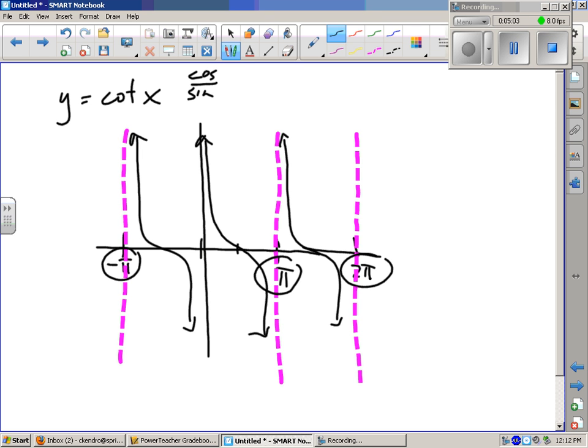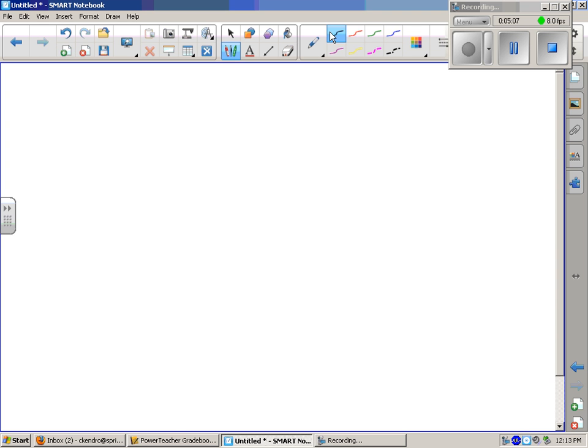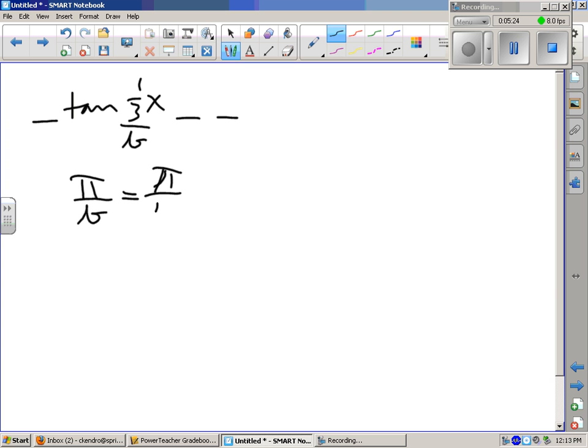Now let's do some changes here. So tangent, let's try tangent of 1/3 x. Now this is A, here's B. We don't have a C or a D, so this is B. And remember, it's pi over B for tangent and cotangent. So pi over 1/3, which would be 3 pi. So that's one wavelength is 3 pi.